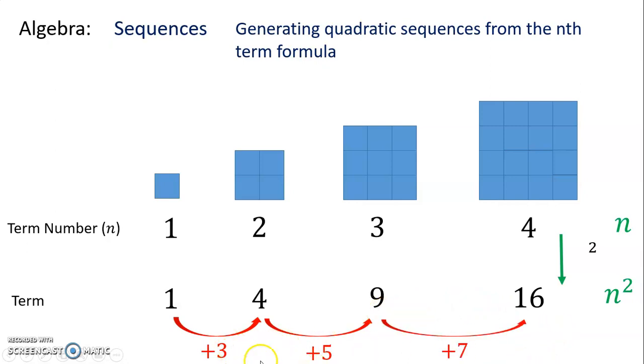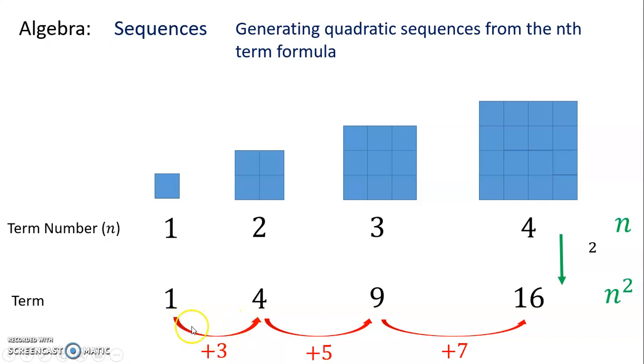So we do get a sort of a pattern, but it's not the case that we're adding a consistent amount every time. And when we were doing arithmetic sequences, I said to you that you have to be very careful not to just try the first 2 terms.